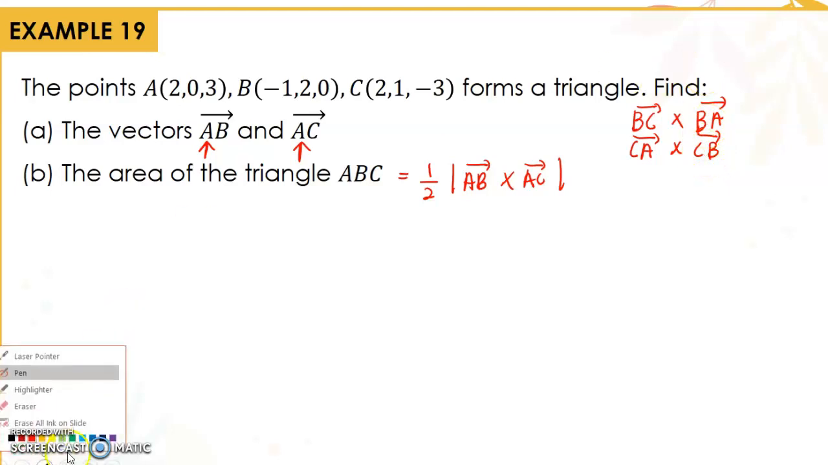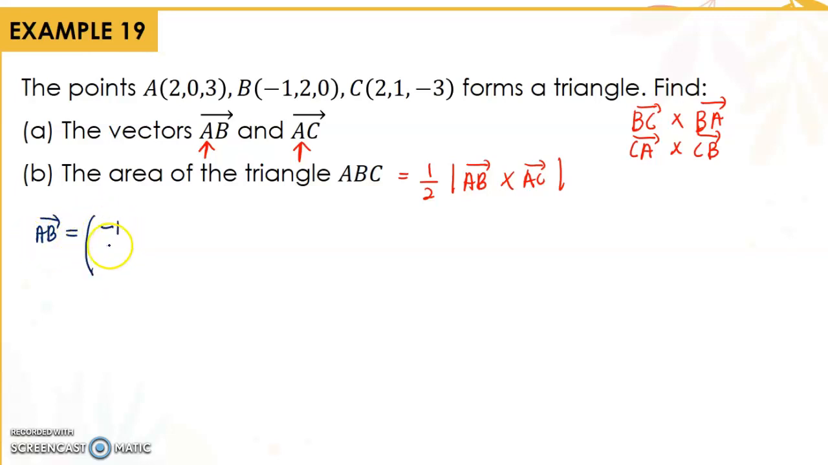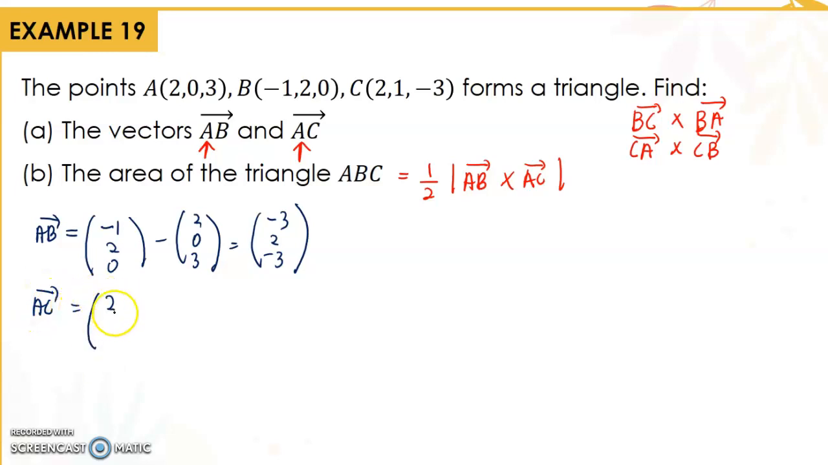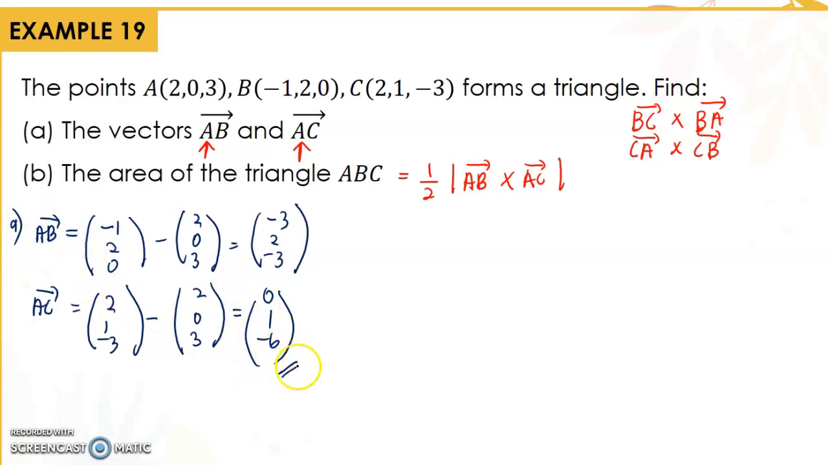Okay, now we are going to calculate AB first. So vector AB equals OB minus OA, B minus A. So we have negative 1, 2, 0 minus 2, 0, 3. We get negative 3, 2, negative 3. And then we find AC, which is C, 2, 1, negative 3, minus A. A is 2, 0, 3, which equals 0, 1, negative 6. Okay, so we get the answers for question A.